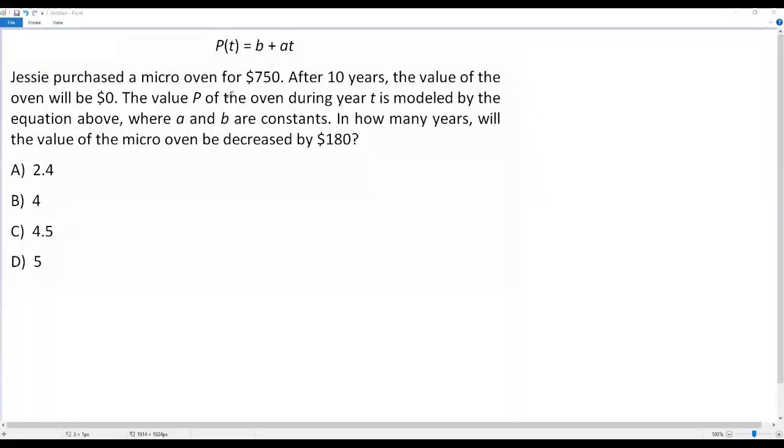Here we have a city math problem. Okay, let's go to the question. Here we have an equation that is P of t equals B plus A times t.